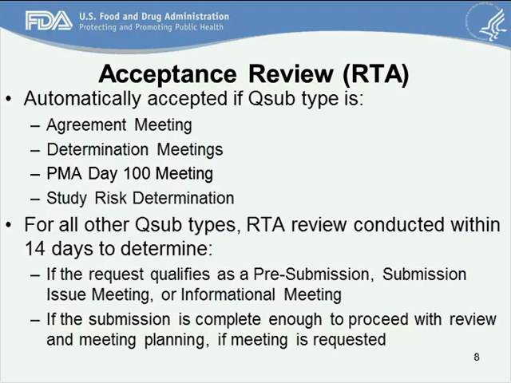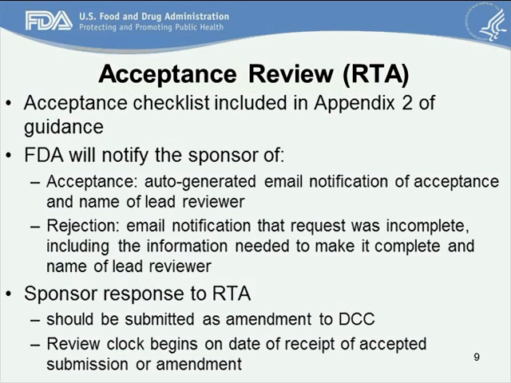The acceptance review is not conducted for all Q submission types. For agreement meetings, determination meetings, PMA Day 100 meetings, and study risk determination requests, the Q submission is automatically accepted. For other Q subtypes, the acceptance review is conducted within 14 days to determine whether the request qualifies as the specified type and if the submission is complete enough to proceed with the review and/or set up the meeting. The checklist used by FDA staff is included as an appendix to the guidance.